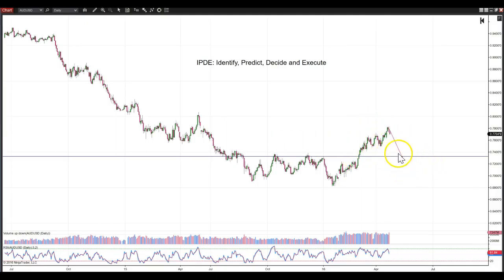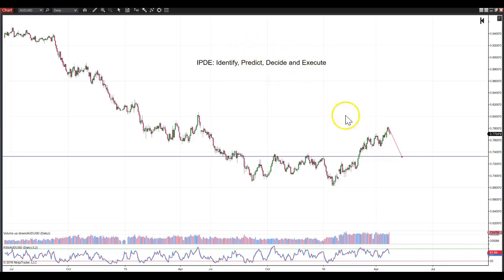So based on that, as a rough guess, I'm going to look for an entry around here. If I look for an entry around here, then I know that my stops will need to go somewhere below structure. And I know that my targets would initially be at this first structure level here. Then based on that, you work out your risk to reward. So that's your predict bit.